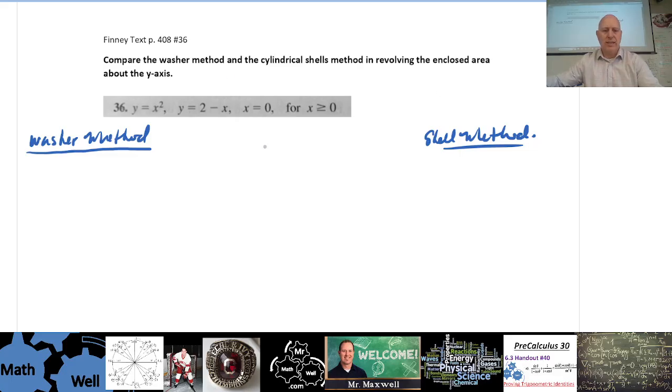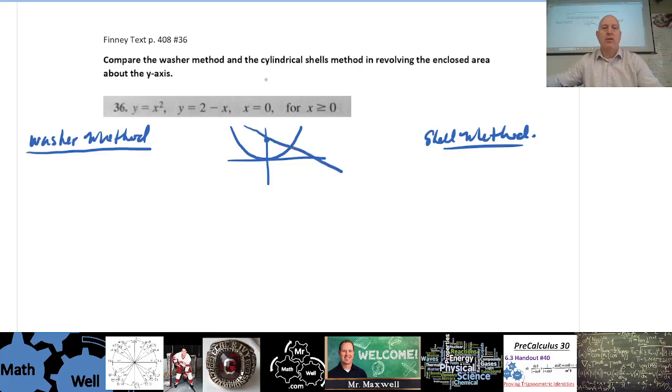So first of all, a quick sketch here. We should have a parabola y equals x squared. So something looks like this. And we should have y equals 2 minus x. And so it's a negative slope at y equals 2. So it looks something like this.